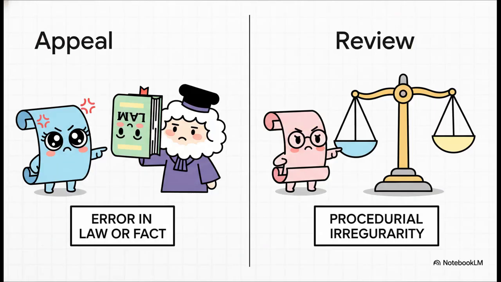Okay, but what if you're on the other side? What if you lost and you're convinced the court just got it completely wrong? Well, you're not out of options. You have two last moves. First, you can appeal. This is where you argue that the judge messed up on the facts or misapplied the law. Your second option is a review. This is different. Here you're not attacking the decision itself, but the process. You're arguing the hearing was fundamentally unfair, maybe because the judge was biased.